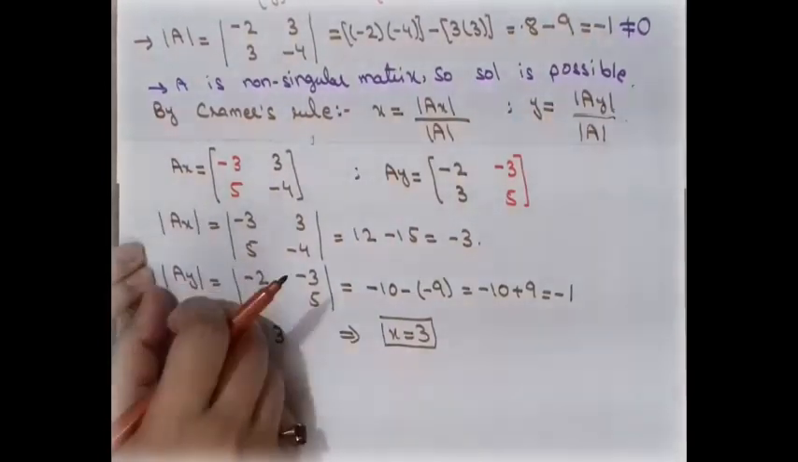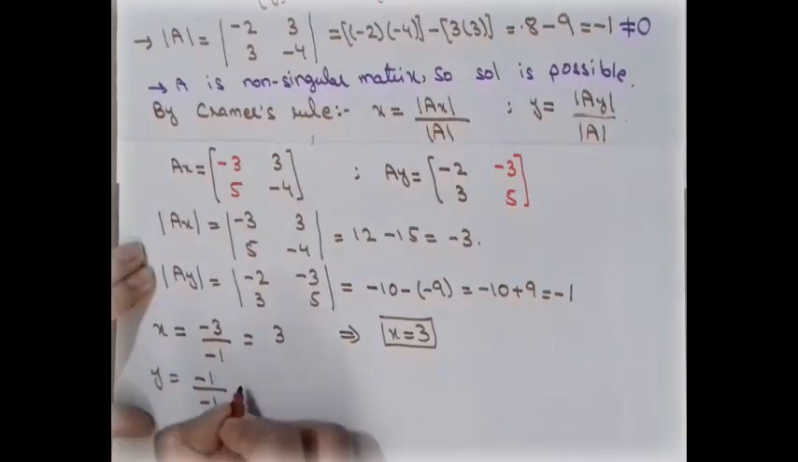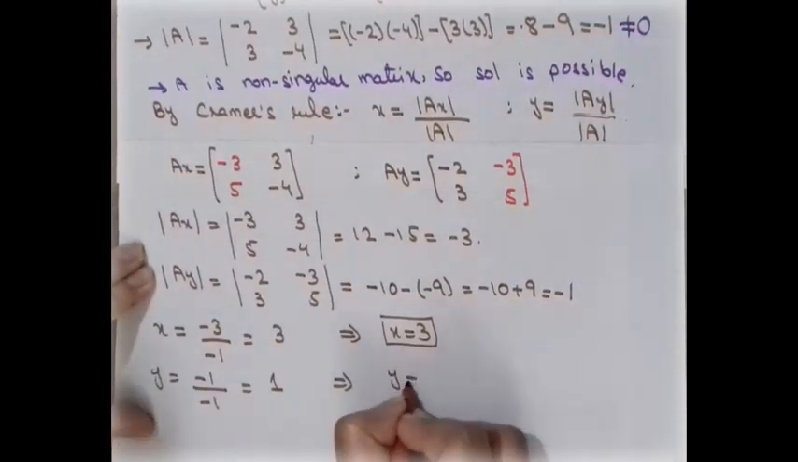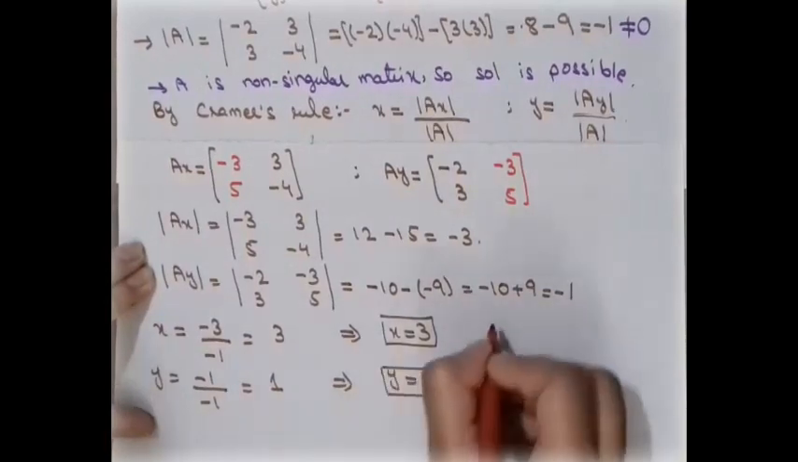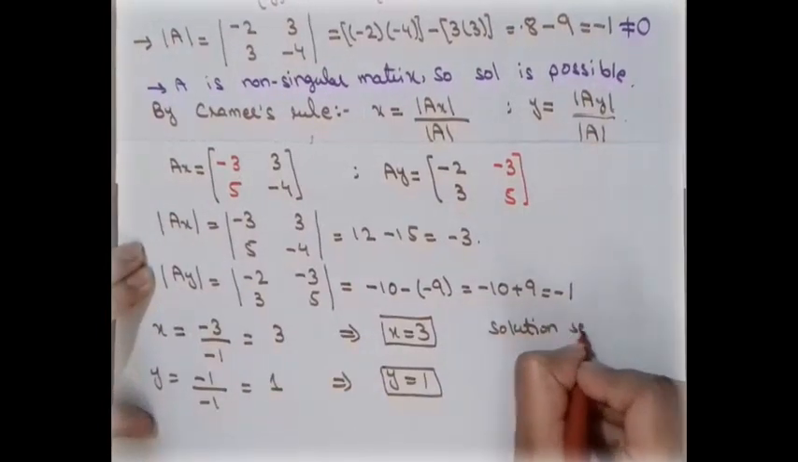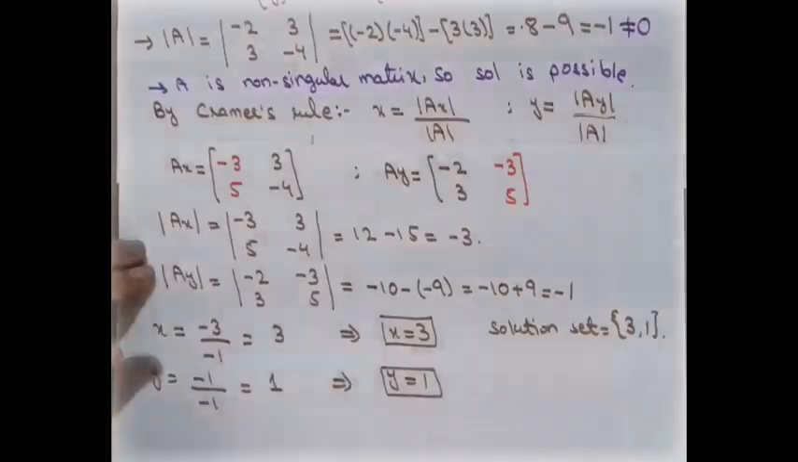So the value of the y determinant is -1, and the value of the determinant of A is -1, so it will be +1. So the value of y is equal to 1. So we can say that the solution set of this equation is (3, 1).